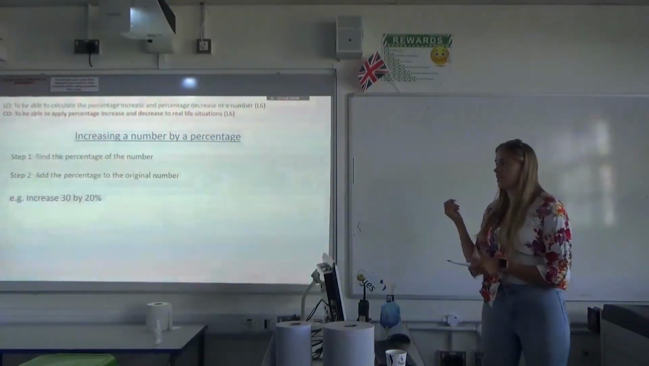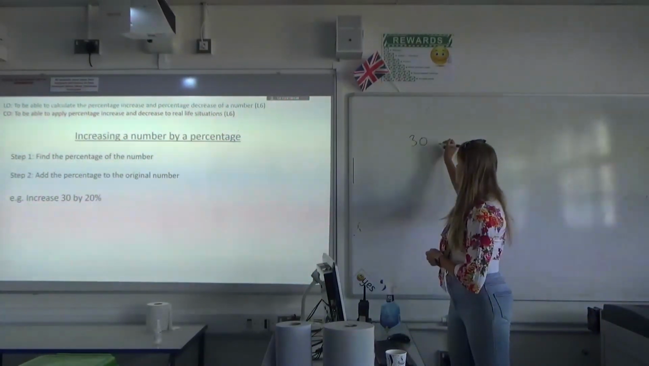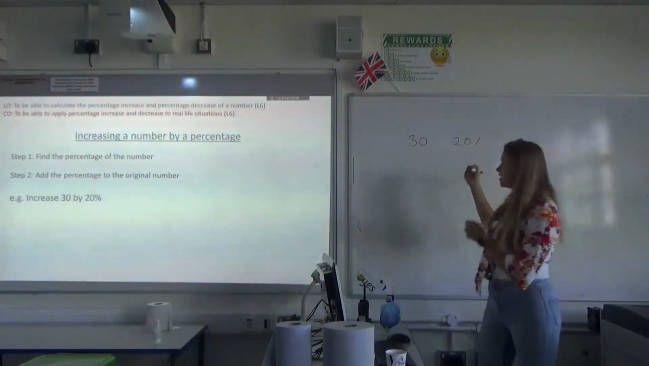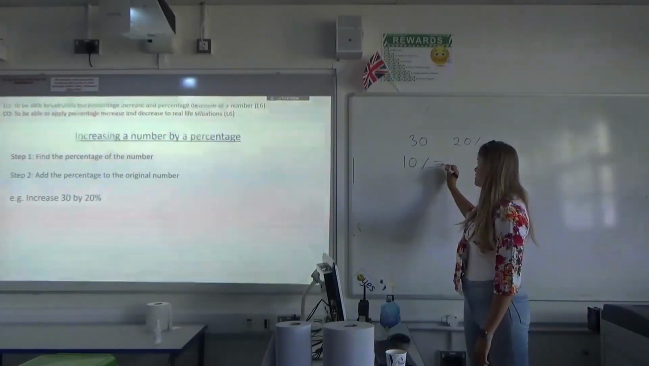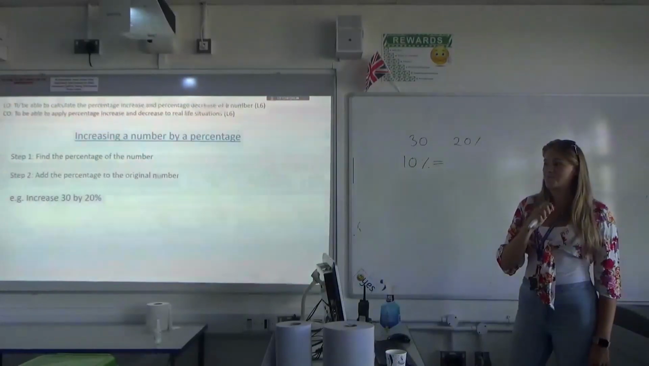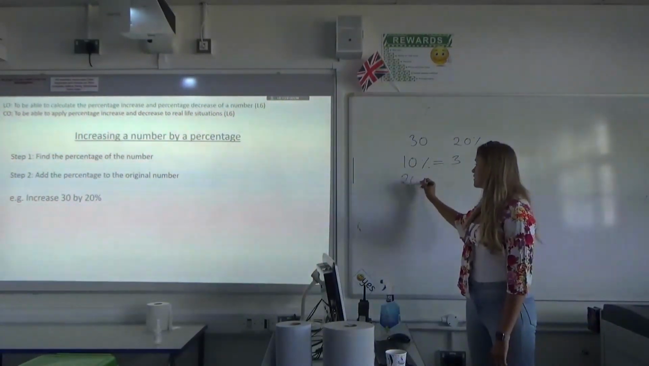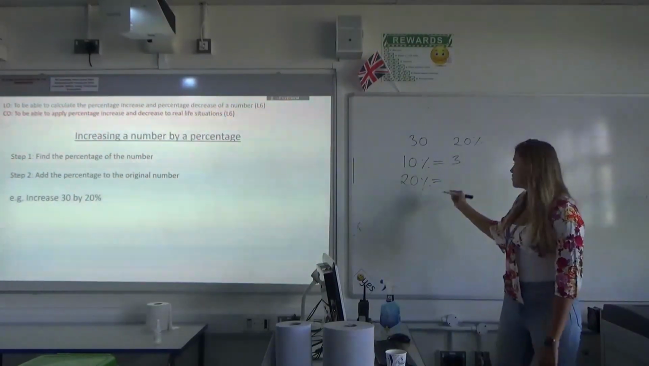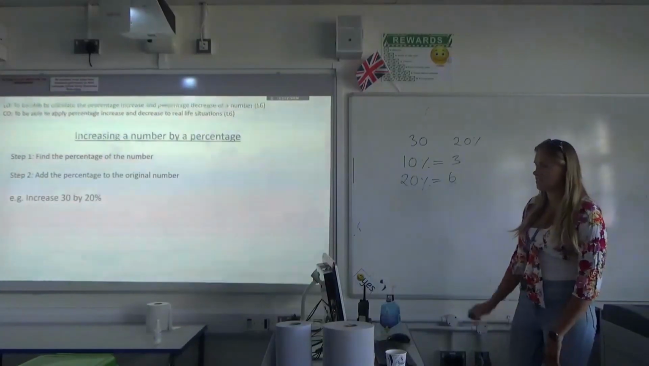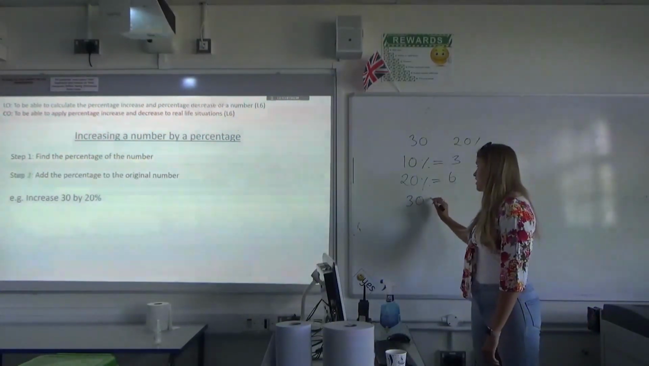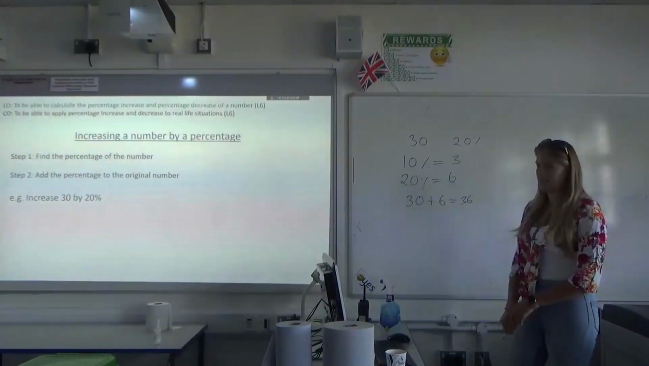So here, if we wanted to increase 30 by 20%, what we need to do is find 20% of 30. So we're going to find 10% of 30 first. So we're going to do what? Divide by 10, good. So we get 3. And how am I going to get up to 20? Times it by 2, so we get 6. So 20% of 30 is 6. Increase it. We're going to do 30, add your 6, so we get 36. Okay?